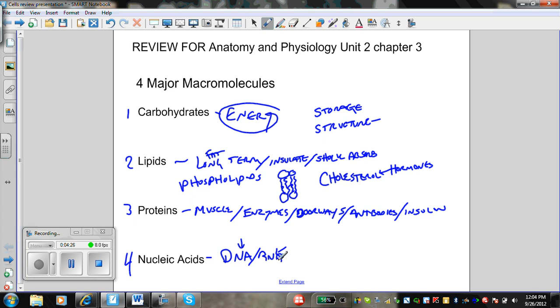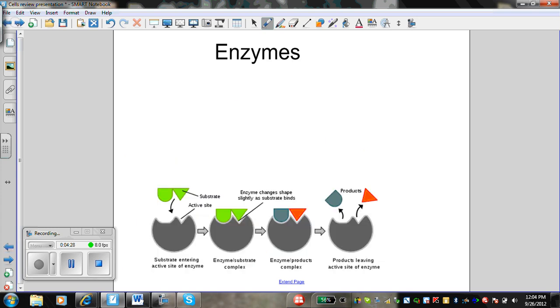All right, next piece of chapter 2 that we kind of discussed were enzymes. You should definitely know this diagram. This is huge. The grayish structure is an enzyme.